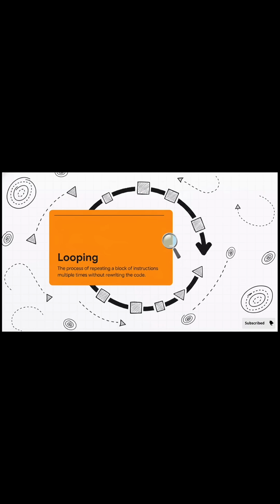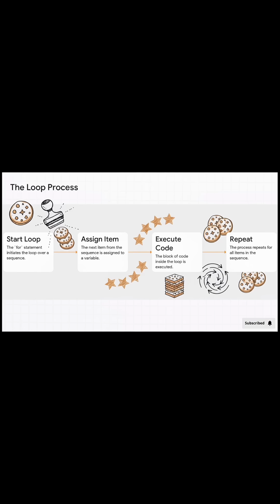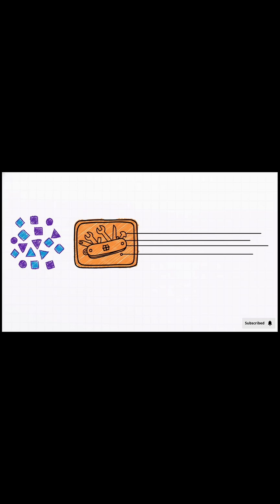Python has 2 main tools for this, for and while loops. Think of it like stamping cookies. It's just one set of instructions repeated over and over again. All right, let's start with a for loop. This one's perfect when you know exactly how many repeats you need.